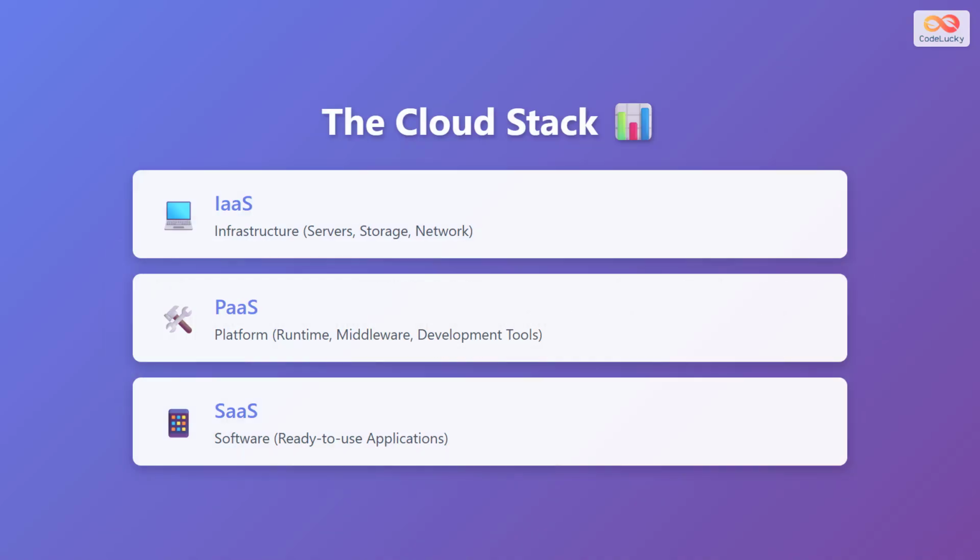To understand PaaS better, let's look at where it fits in the cloud computing stack. At the bottom, we have Infrastructure as a Service, or IaaS, which provides virtualized computing resources like servers, storage, and networks. In the middle sits Platform as a Service, or PaaS, which includes runtime environments, middleware, and development tools. At the top is Software as a Service, or SaaS, which delivers ready-to-use applications directly to end users. PaaS bridges the gap between raw infrastructure and finished applications.